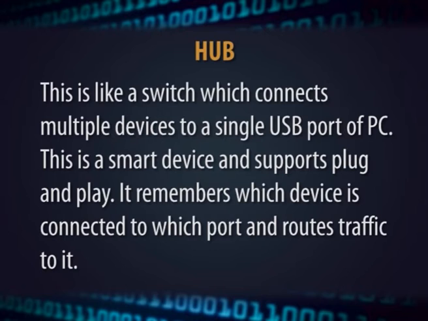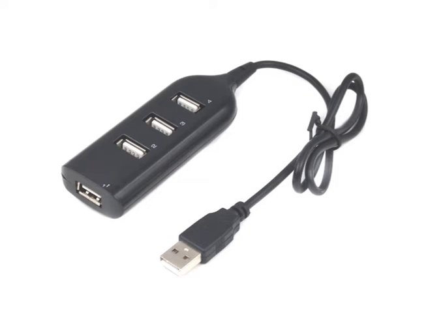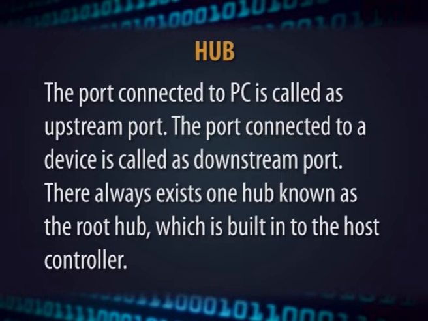Hub. This is like a switch which connects multiple devices to a single USB port of PC. This is a smart device and supports plug and play. It remembers which device is connected to which port and routes traffic to it. The port connected to PC is called as upstream port. The port connected to a device is called as downstream port. There always exists one hub known as the root hub, which is built in the host controller.